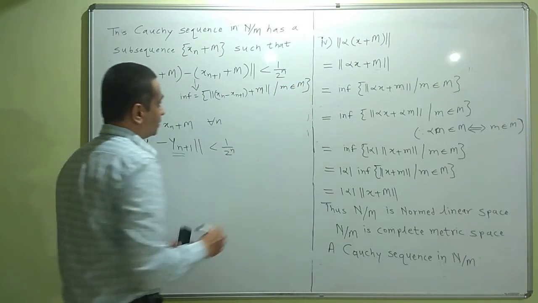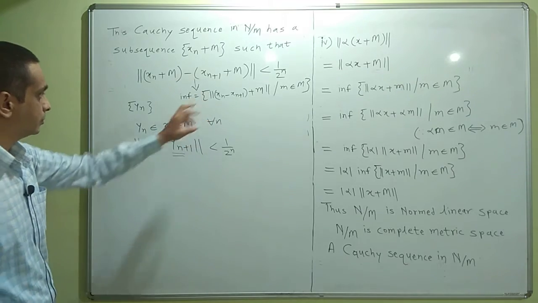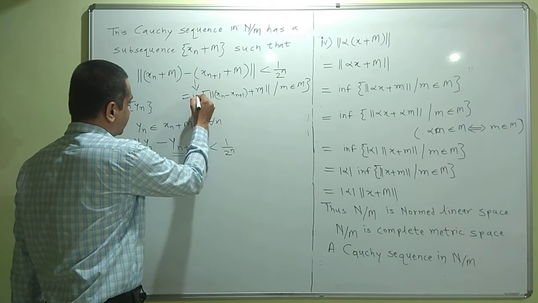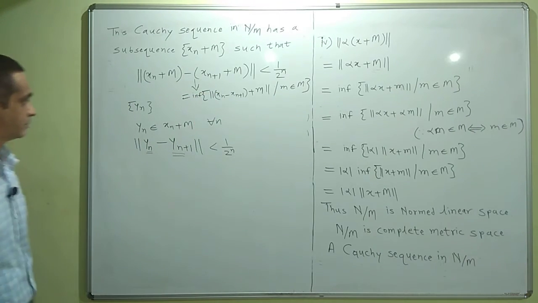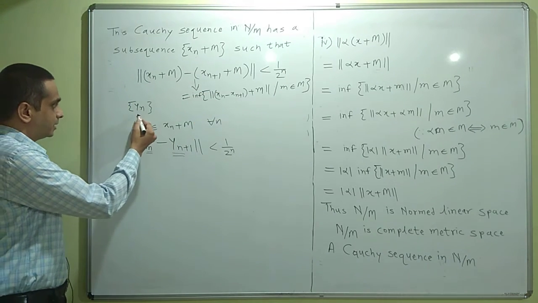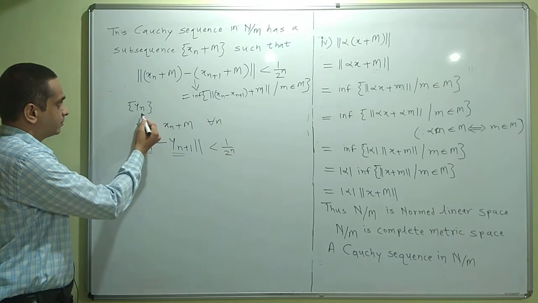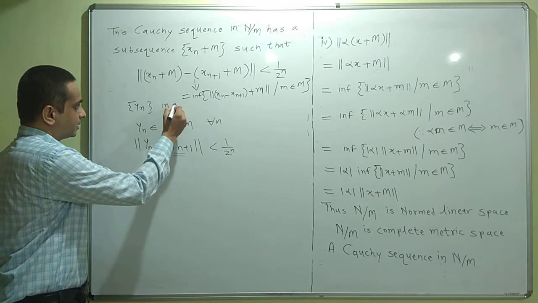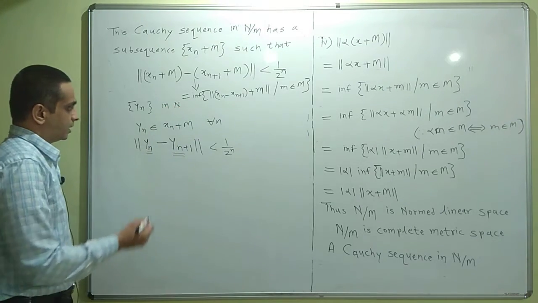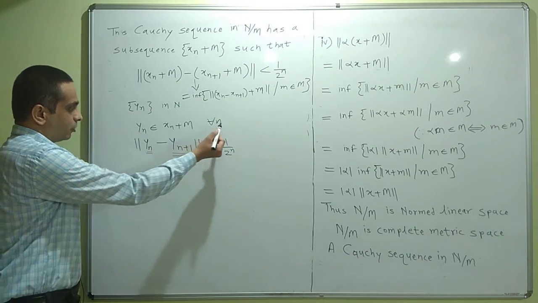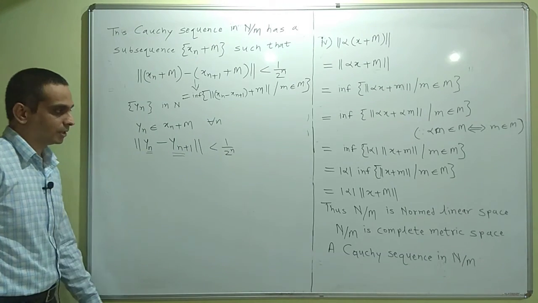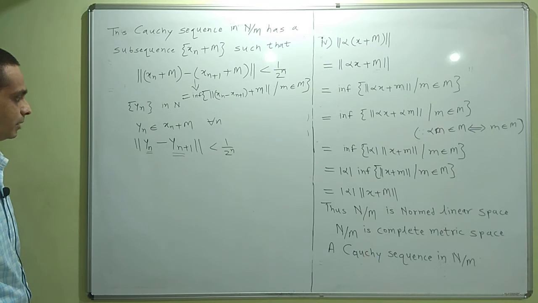So by applying the definition of infimum to this set, we can find a sequence yn such that yn belongs to xn plus m for every n and norm of yn minus yn plus 1 is less than 1 by 2 raised to n.